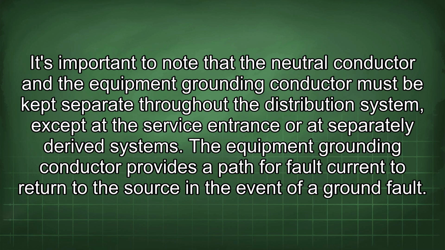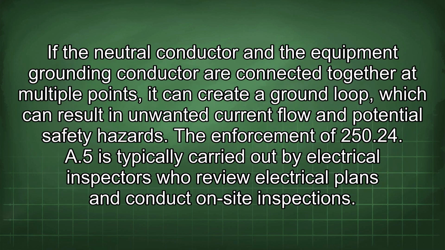The equipment grounding conductor provides a path for fault current to return to the source in the event of a ground fault. If the neutral conductor and the equipment grounding conductor are connected together at multiple points, it can create a ground loop which can result in unwanted current flow and potential safety hazards.